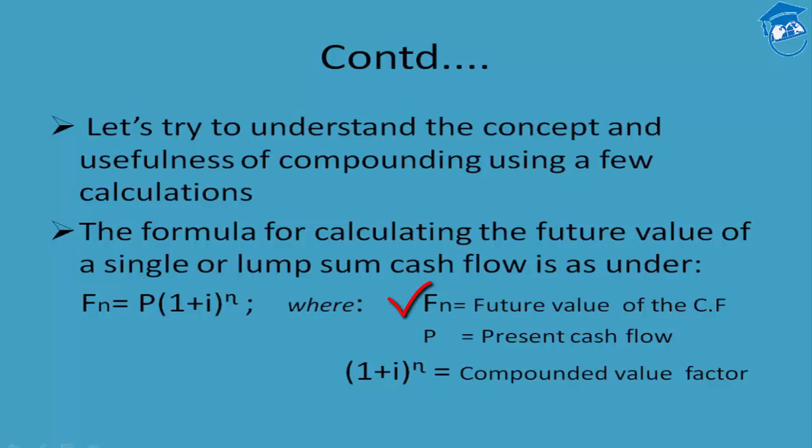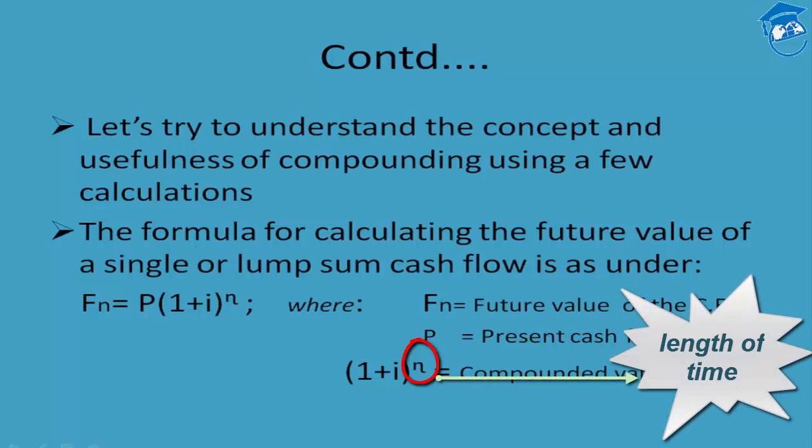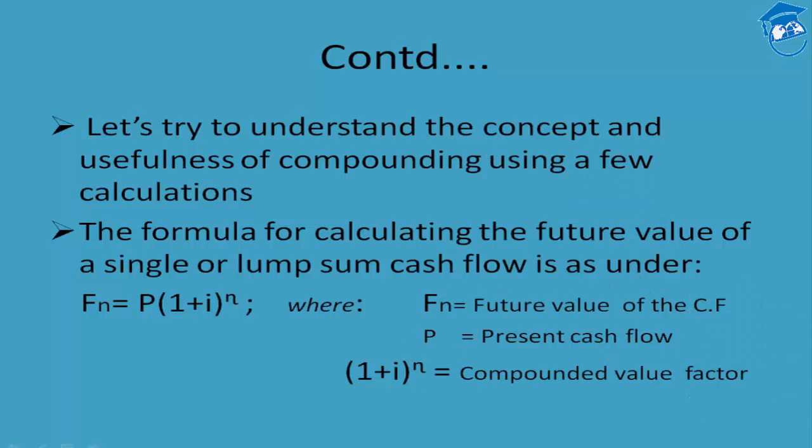So Fn over here refers to the future value of the cash flow. P stands for the present cash flow. Fn stands for the future value of the cash flow. So what do we mean by Fn? Fn means the future value of the cash flow after n number of years. N here stands for the length of time, the number of years. So Fn refers to the future value of the cash flow after n number of years in the future. It always refers to n years of the cash flow in the future.